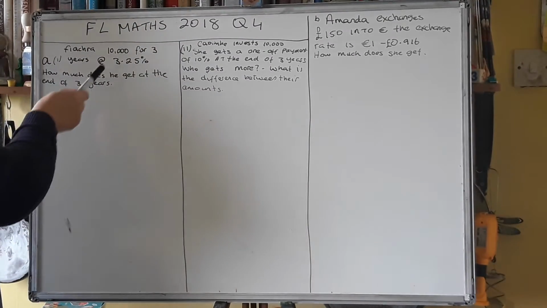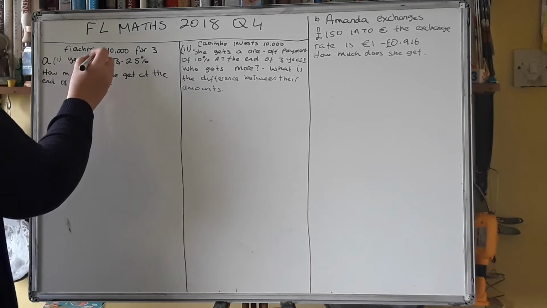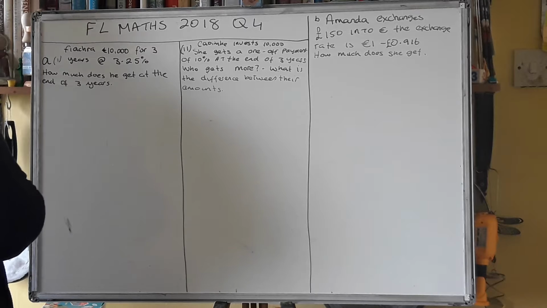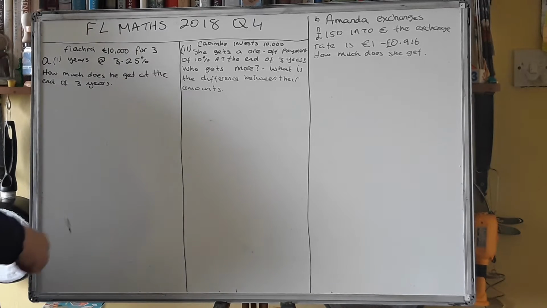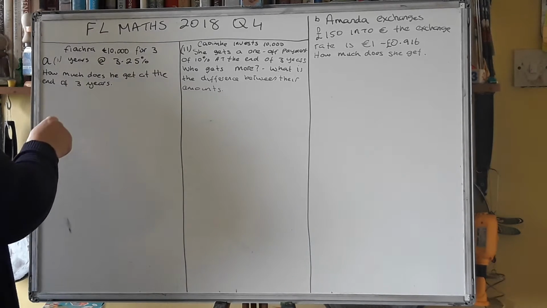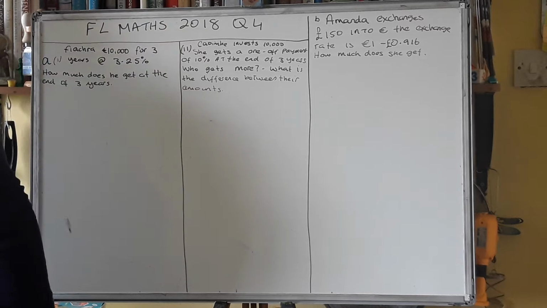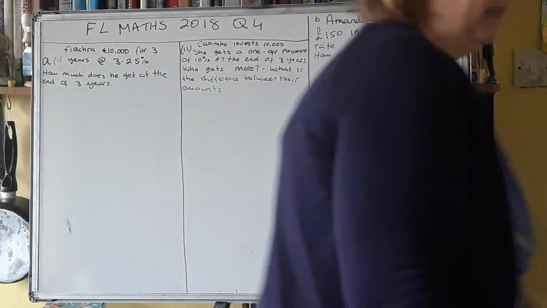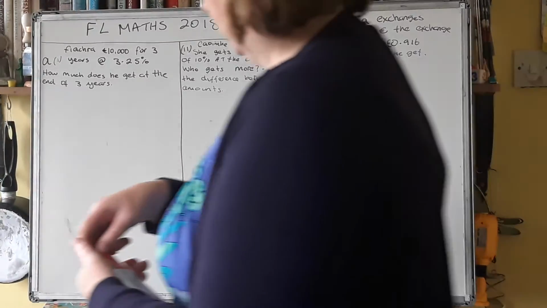So Fiacre invests €10,000 for 3 years at 3.25% per annum of compound interest. So what you want to know is how much does this investment amount to at the end of the 3 years.